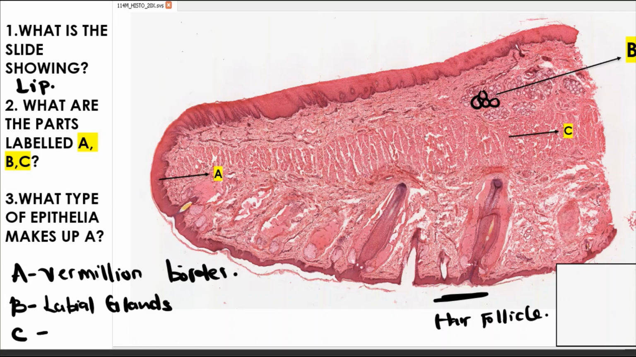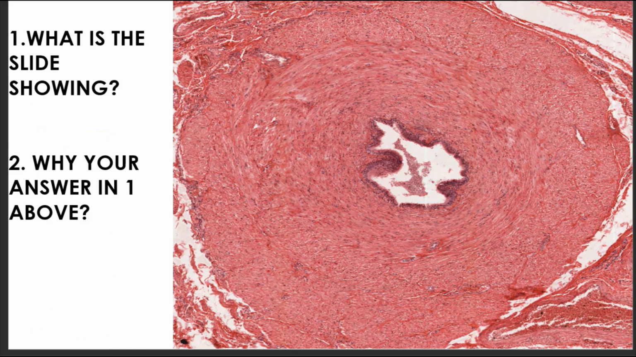And then C is the muscle that is found in the lips, which is skeletal muscle. It is called orbicularis oris. The orbicularis oris muscle is skeletal muscle. That's why we're able to control our lips when we're smiling and when we are frowning. So what type of epithelia is found in A? We said it is partially keratinized stratified squamous epithelia. This is the epithelia that makes up the vermilion border.